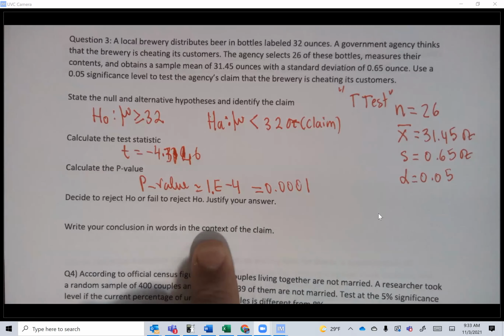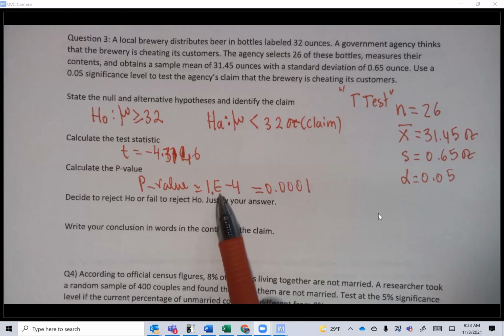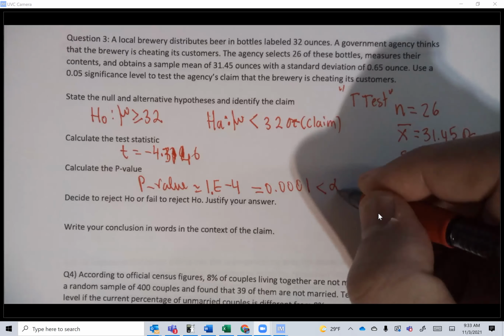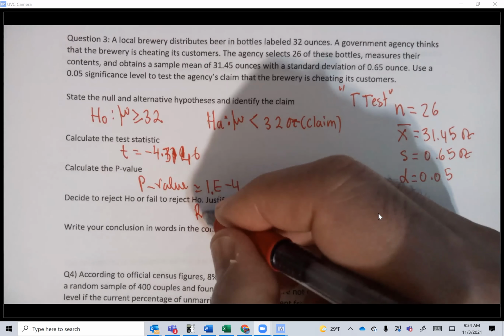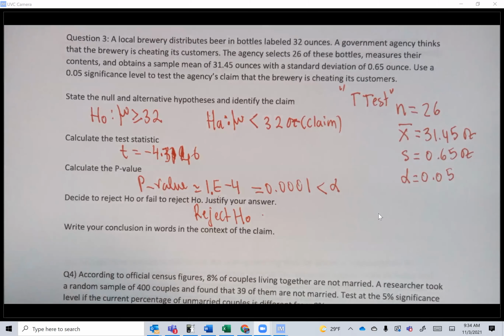I'll give you a hint, guys. Once you see an E as an answer, the p-value is almost 0. It's less than alpha for sure. It's going to be very, very small. P-value low, HO must go. So this is less than alpha. Decide to reject or fail to reject the null hypothesis, definitely reject HO.